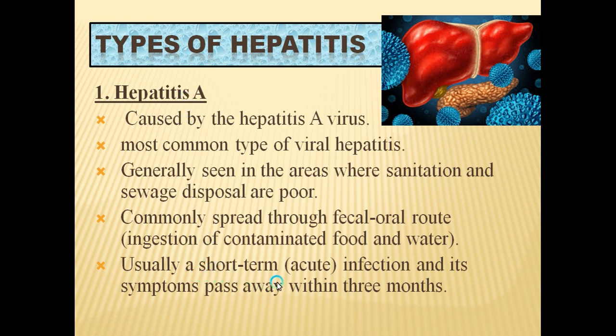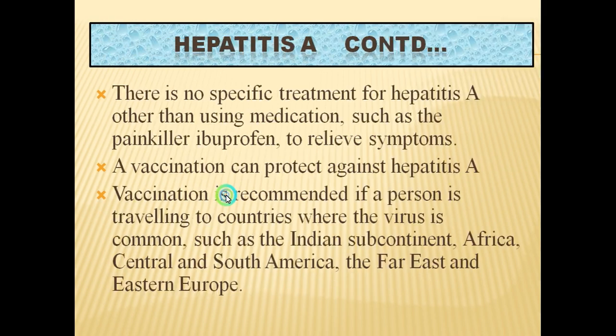Next, it is usually short term or acute. Short term we have already studied, that is less than 6 months, and its symptoms pass away within 3 months. So that is the duration of hepatitis A. What are the things we have studied? First, it is caused by hepatitis A virus. Second, most common type. Third, it is present in those areas where sanitation and sewage disposal are not so good. It is spread through the fecal oral route, and this has a duration of approximately 3 months.